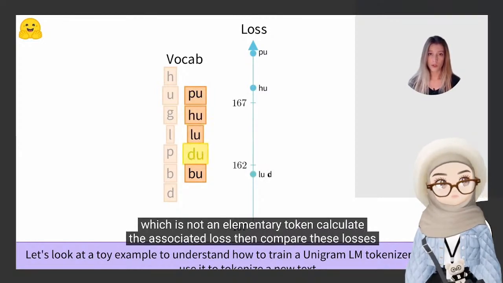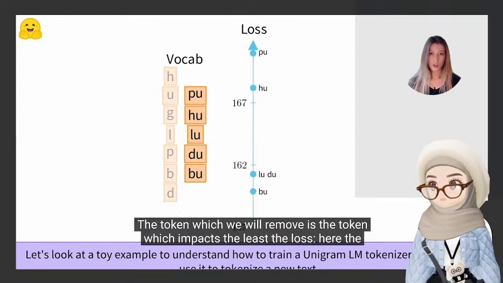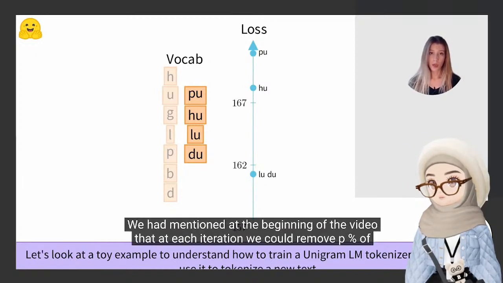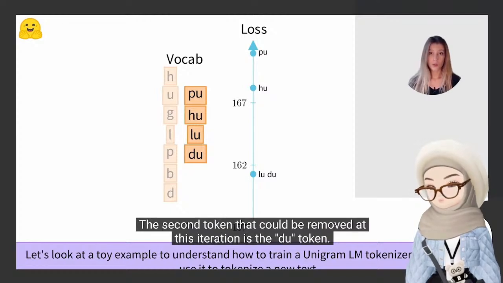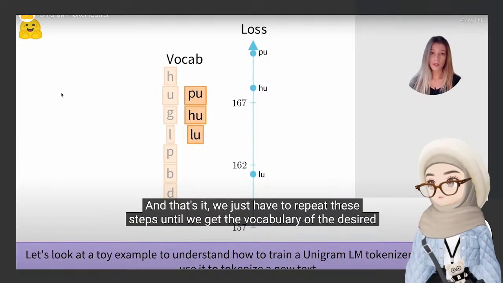Finally, to choose which token to remove, we will, for each remaining token of the vocabulary which is not an elementary token, calculate the associated loss. Then, we will compare these losses. The token which we will remove is the token which impacts the loss the least. Here it is the token B. We had mentioned at the beginning of the video that at each iteration we could remove 10% of the tokens per iteration. The second token that we could remove at this iteration is the token D. And that's it. We just have to repeat these steps until we get the vocabulary of the desired size.